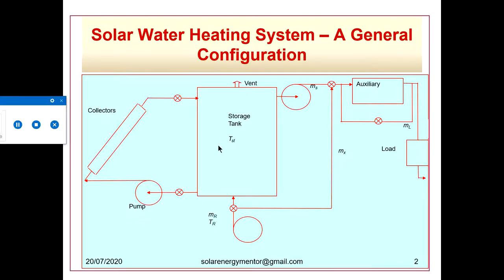Water is pumped from the storage tank and recirculated through the collectors. Solar energy is incident on the collectors, water becomes hot, and hot water is again recirculated. So this is a loop which continuously goes on as long as the sun is shining. Now the hot water in the storage tank is pumped to the load. If the temperature is less, then the auxiliary is needed. If the temperature is more than the load demand, then a mixing chamber is used, bypassing the auxiliary. So this is a general configuration of a solar water heating system.